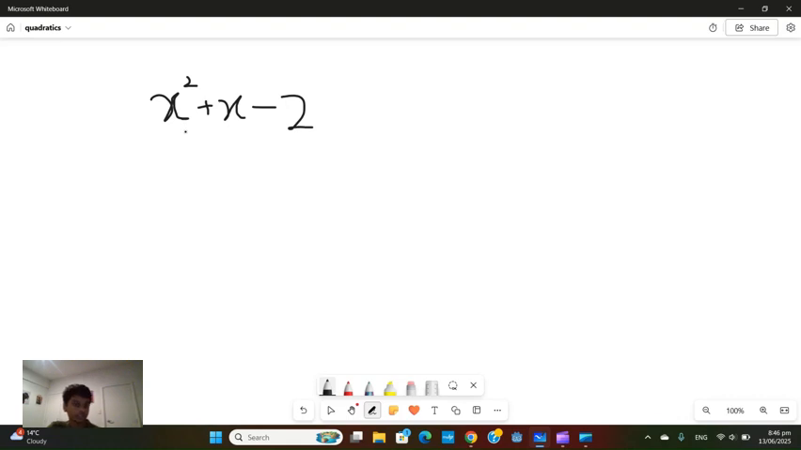How can you tell that's quadratic? It has x squared. Now, usually this is equal to 0, but if you're graphing, then it's going to be equal to y.